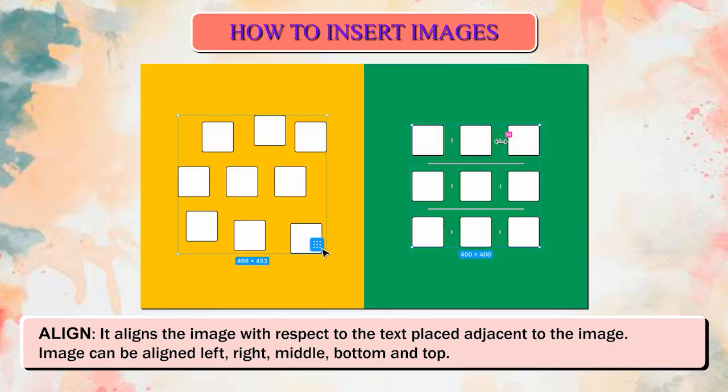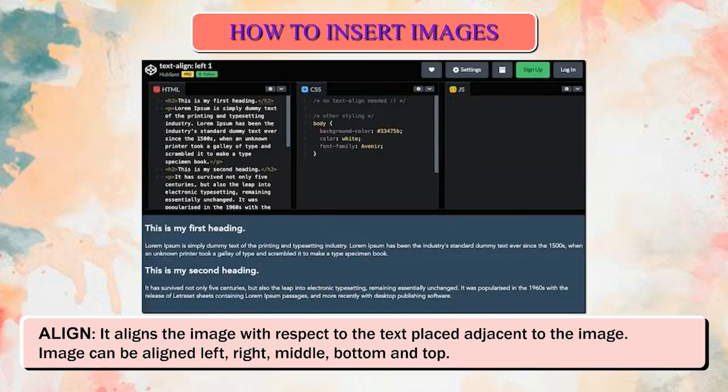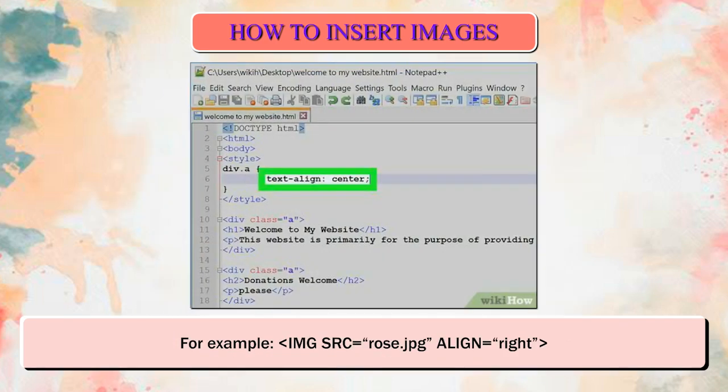Align, it aligns the image with respect to the text placed adjacent to the image. Image can be aligned left, right, middle, bottom, and top. For example, img src is equal to rows.jpg, align is equal to right.